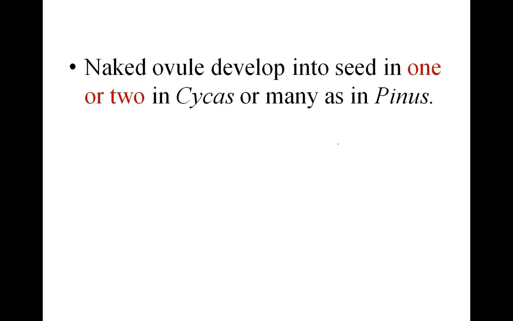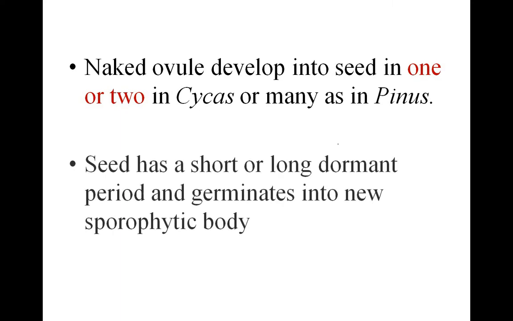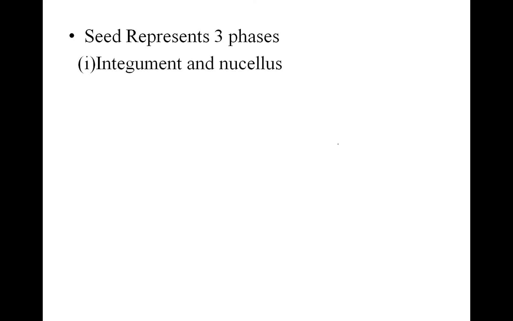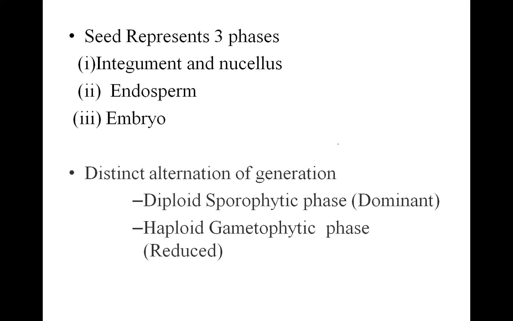And these naked ovules develop into seeds, one or two in the case of Cycas, whereas many seeds are observed in Pinus because there is polyembryony. Seeds have a short as well as a long dormant period and germinate into a new generation, that is the sporophytic generation with a sporophytic body. And this seed is with three parts, that is integument and nucellus, second endosperm, and third embryo.